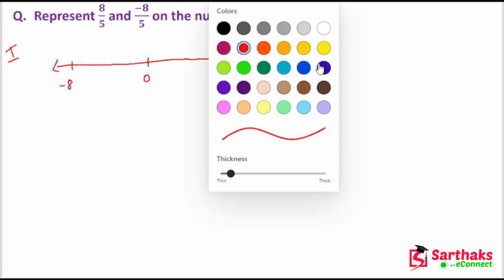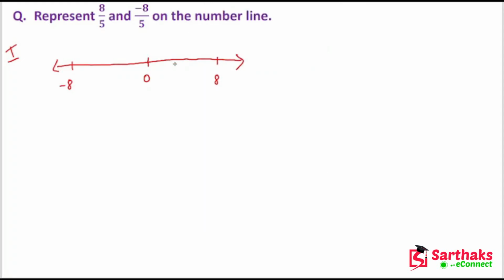So 5 equal parts, so you have to mark points at equal distances. For 5 equal parts we have to take actually 4 points, not 5, because 1 point will divide it into 2 equal parts. 2 points in the previous question divided it into 3 equal parts, so 4 points would be enough to divide them into 5 equal parts. So let me take 4 points at equal distances.